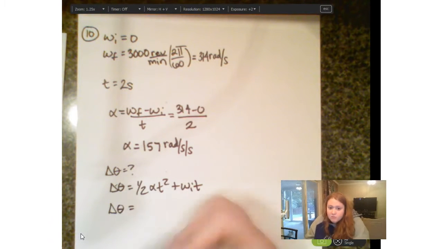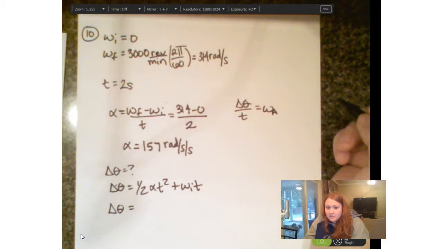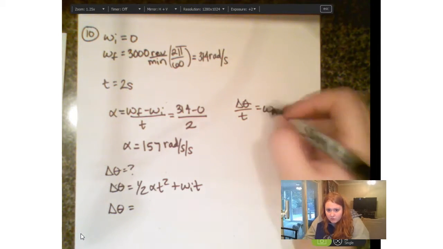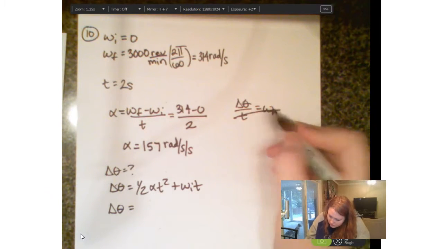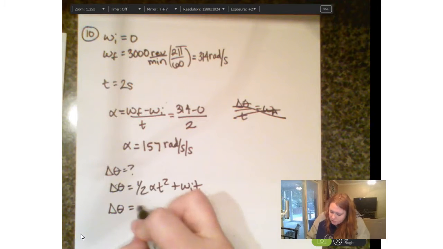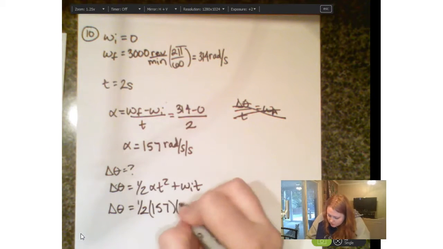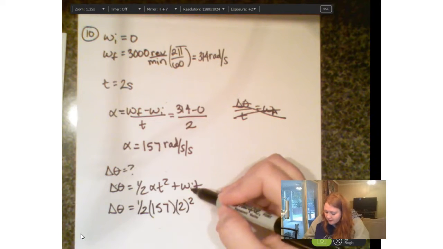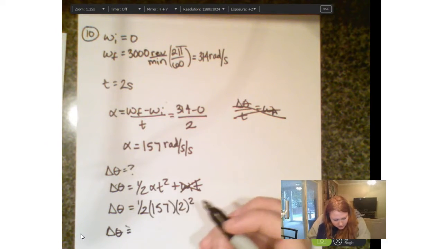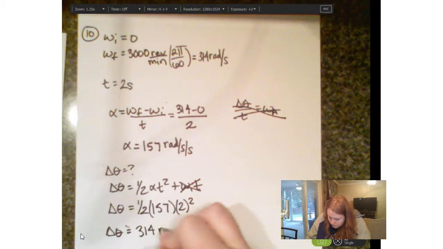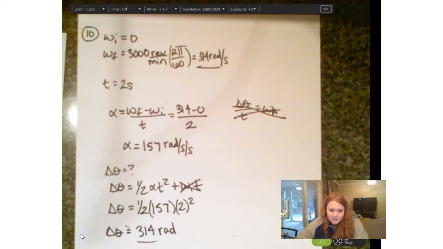So delta theta, please remember if you're going to use delta theta over time, that gives you an average omega. It does not give you the final or initial. So you can't just do delta theta over t and come up with the right answer, unless you use it appropriately, in which case you'd have to multiply the average by 2. Anyways, 1/2, 157 times t squared, times 2 squared. Now my initial omega is 0, so that term completely goes away. So we're left with delta theta for part B equals 314 radians. Well, that's convenient. That's just a coincidence there.